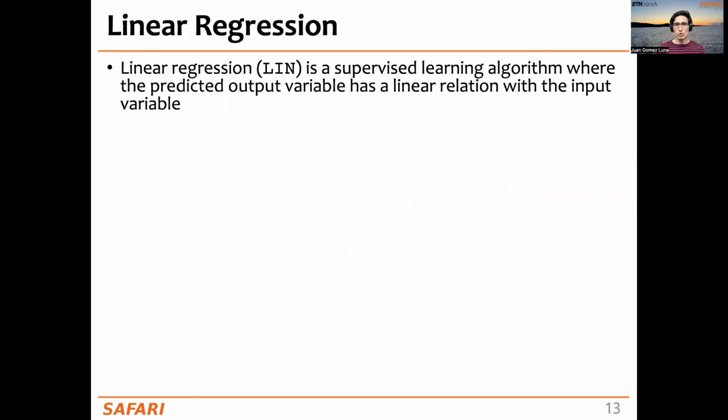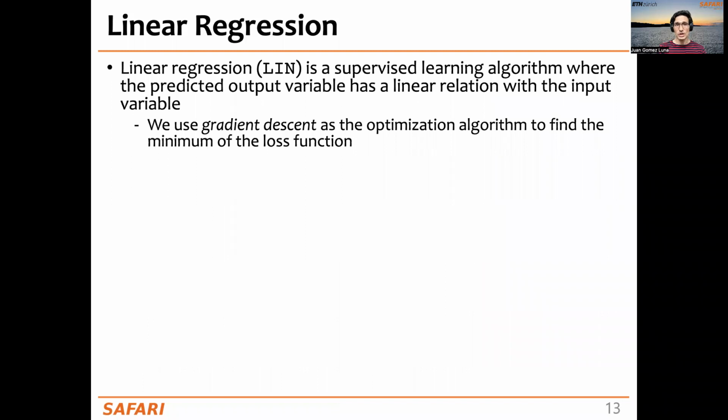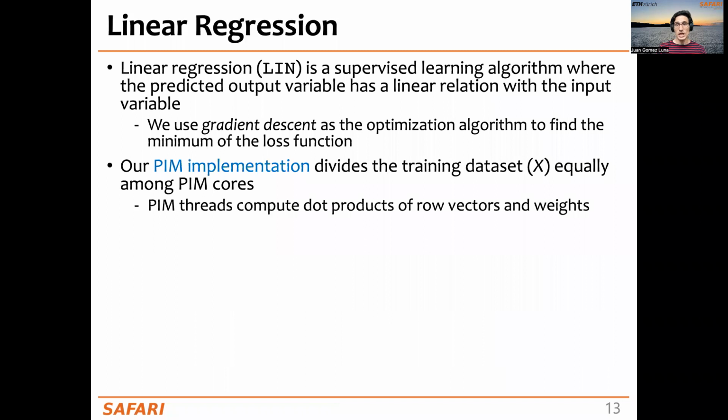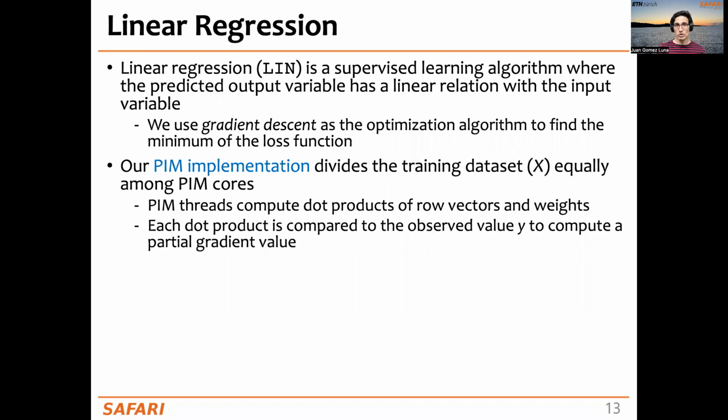For linear regression, which is a supervised learning algorithm where the predicted output variable has a linear relation with the input variable, we have used gradient descent as the optimization algorithm to find the minimum of the loss function. In our PIM implementation, we divide the training data set equally among PIM cores and send this training data set to the PIM cores, and then PIM threads compute dot products of the row vectors and the weights. Each dot product is then compared to the observed value to compute a partial gradient value. And the partial gradient values are reduced inside each PIM core, and then sent to the host.